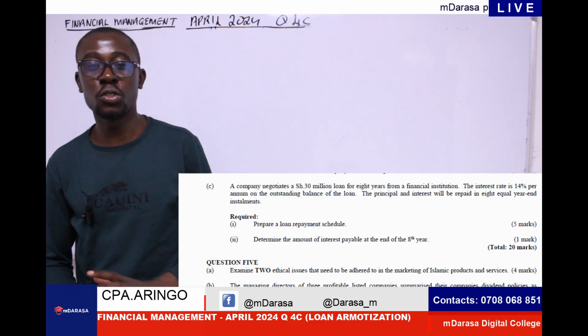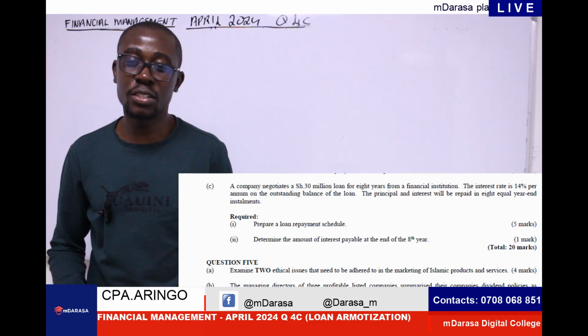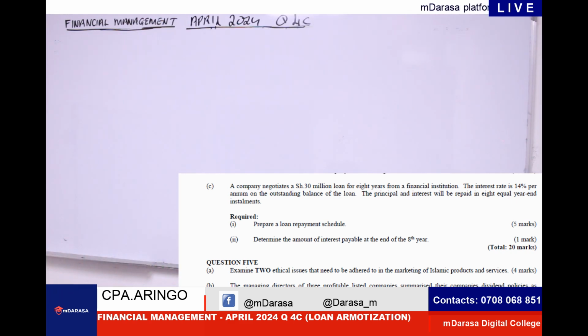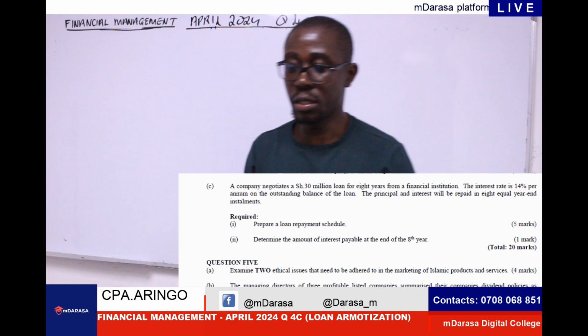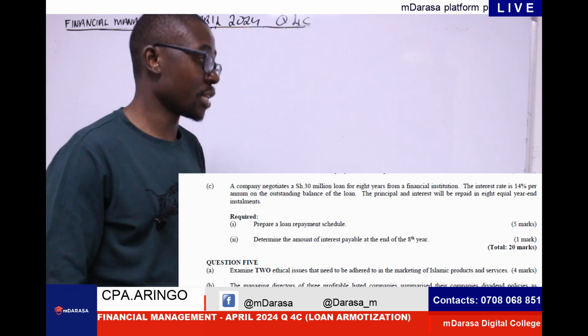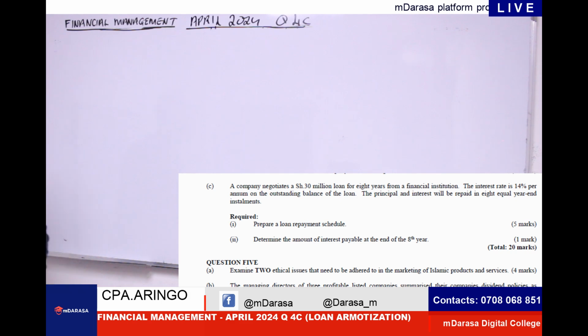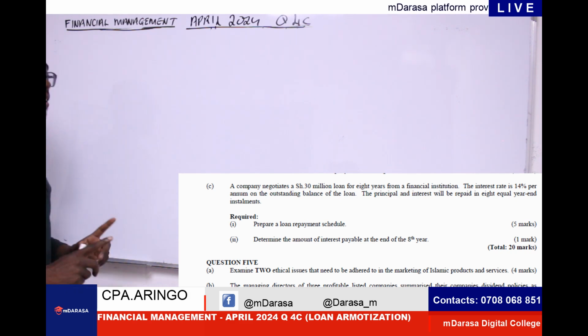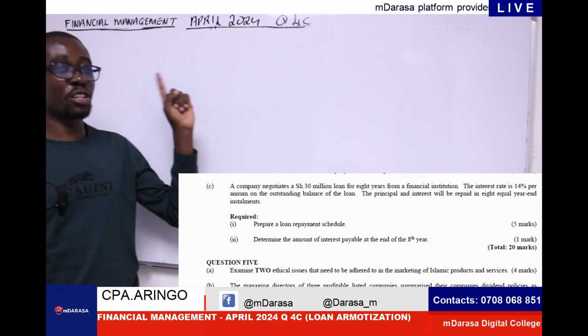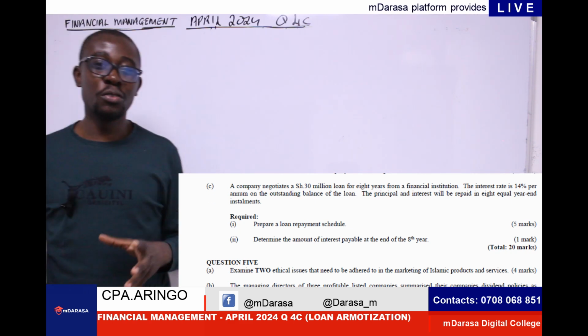So it is a continuation of a series of us doing, of course, the questions which were tested in our last sitting, that is April 2024. In our series, we are doing financial management. And in today's class, I want us to handle a very interesting question which was tested in April 2024, question number 4C. A concept to do with loan amortization.